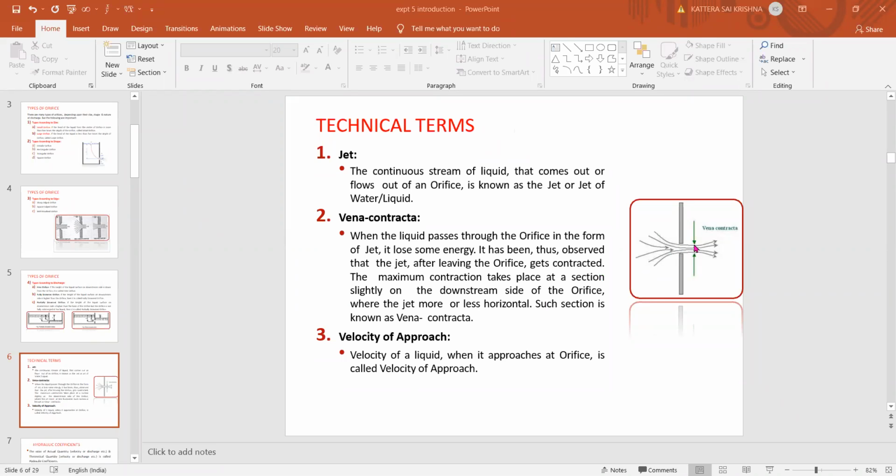So that contracted section is known as vena contracta, where the diameter of the flow is minimum. That section is called vena contracta. Next, one more point is velocity of approach. The velocity of a liquid when it approaches the orifice is called the velocity of approach. These 2 terms are very important: jet and vena contracta.